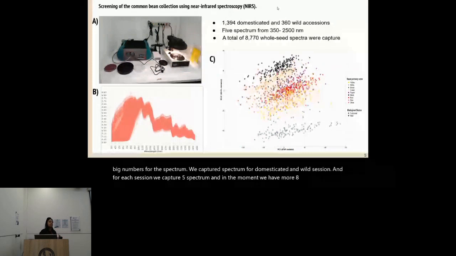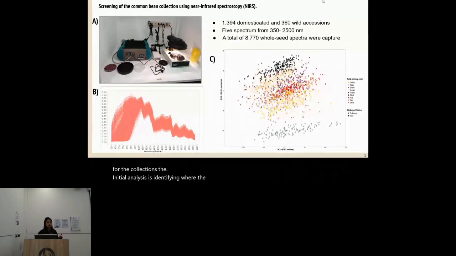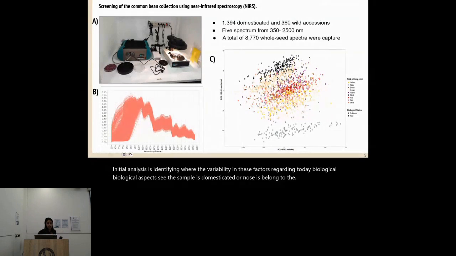The initial analysis is to identify what is the variability in these spectra regarding the biological aspects: whether the sample is domesticated or not, whether it belongs to the wild or domesticated accessions, and also what happens with the color in the seeds. In the first analysis, the principal component analysis, you can see the diversity, in special in the upper part of the graph, related to the seeds with white testa. So it's very nice. And in the other part, you can see the black testa in the seeds.